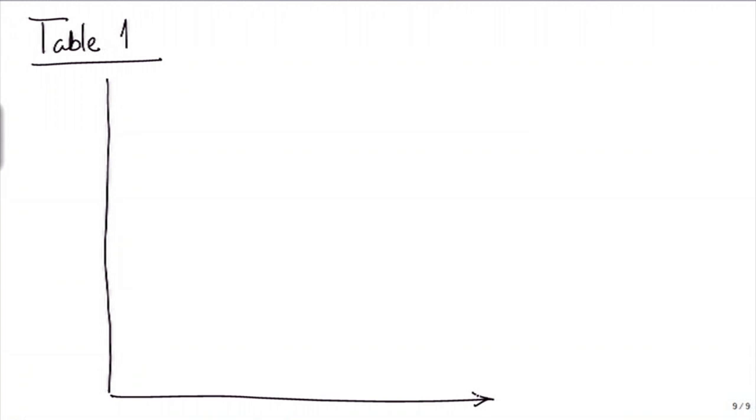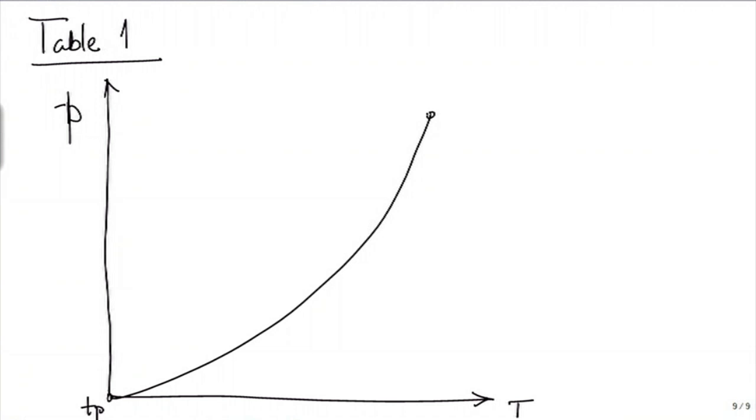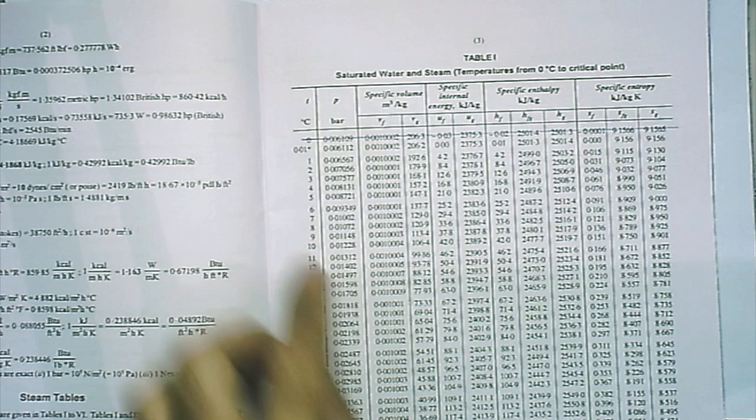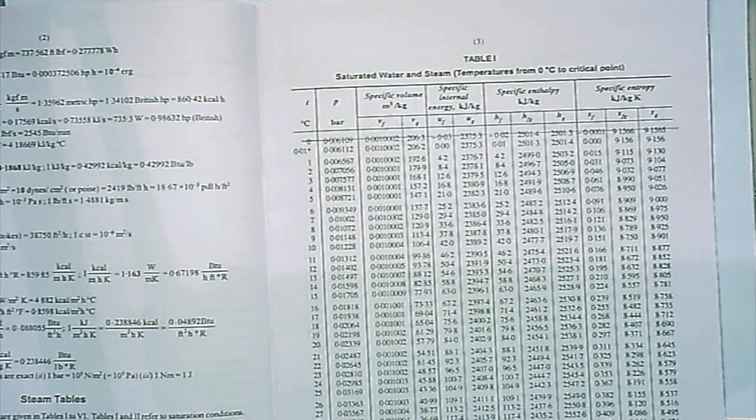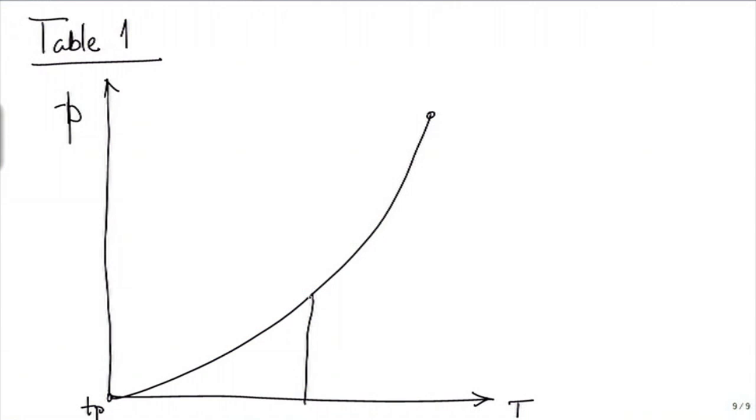I am now showing only a part of the state space. Table 1 starts from the triple point and ends somewhere. Table 1 has first column in terms of temperature. The second column gives you a value of pressure. If I select a temperature T, it gives me a pressure at which water will boil and convert itself into vapor at that temperature. This is known as the saturation pressure corresponding to that temperature.